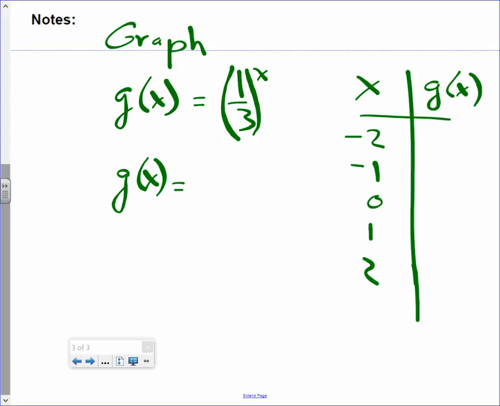G of x equals, the first input value is -2. Let's do this. So I got 1/3 to the -2 power. That looks funky, weird, scary, and frightening. But have no fear, because on day 1, we went over the rules of exponents.